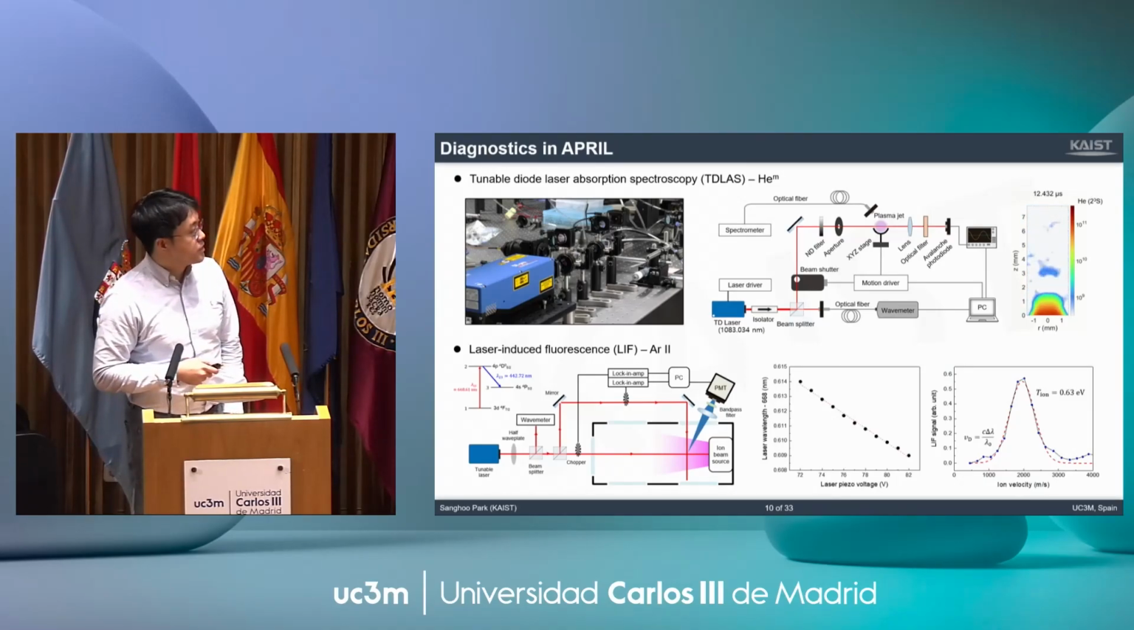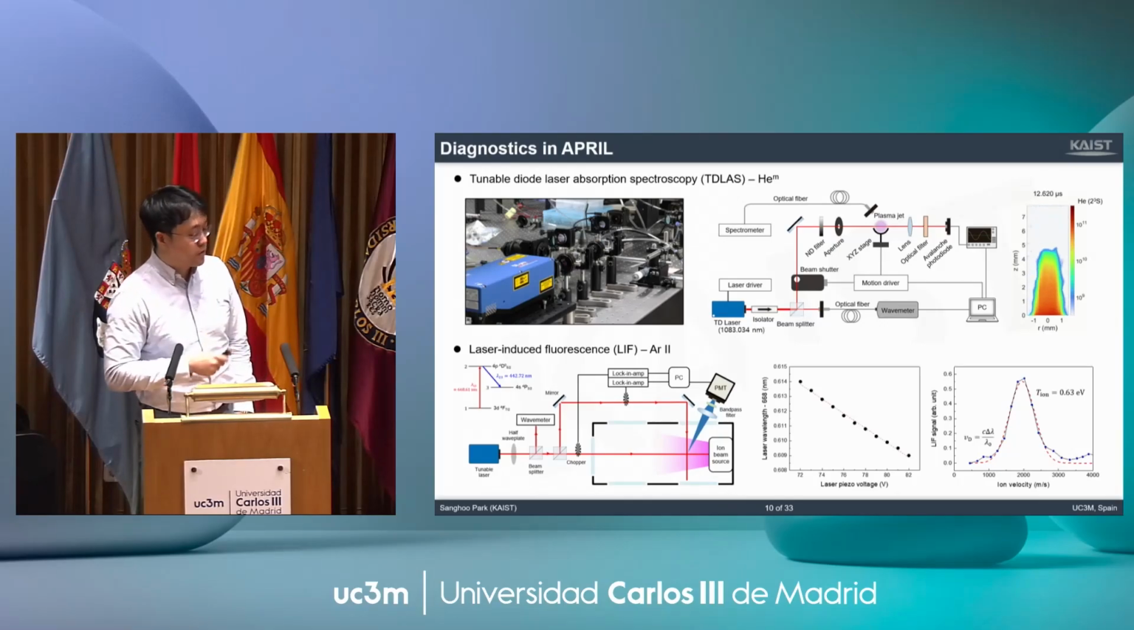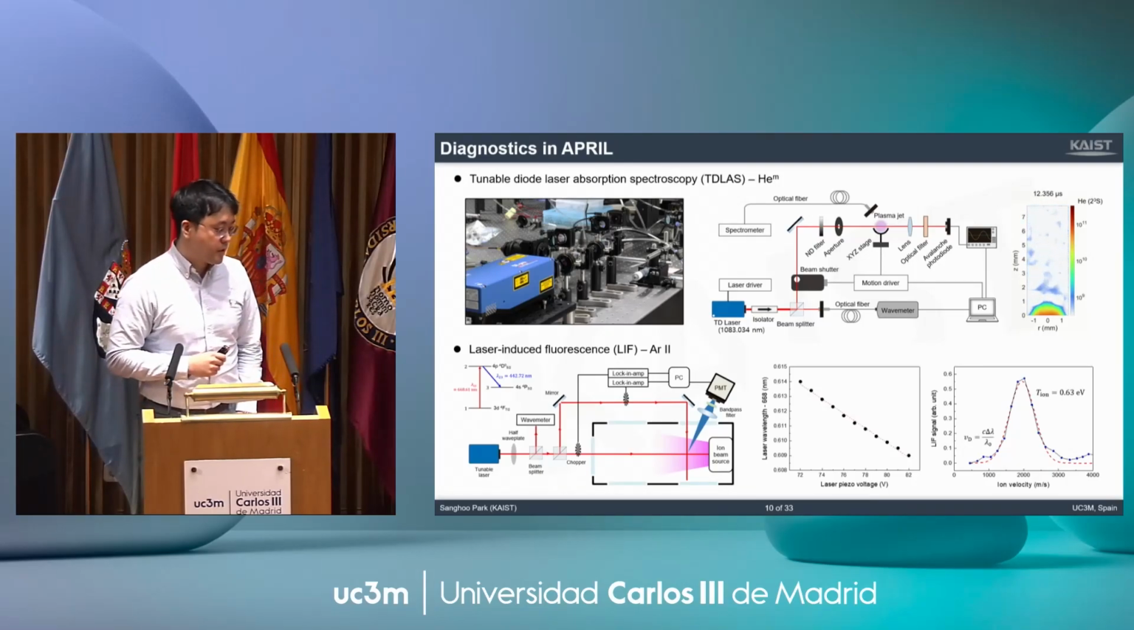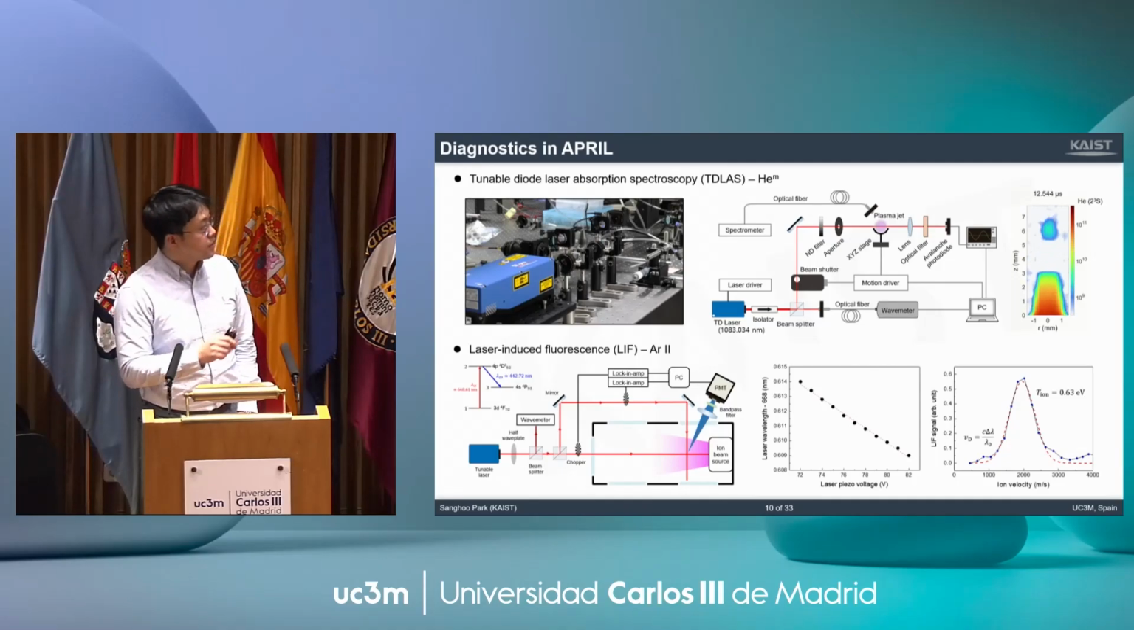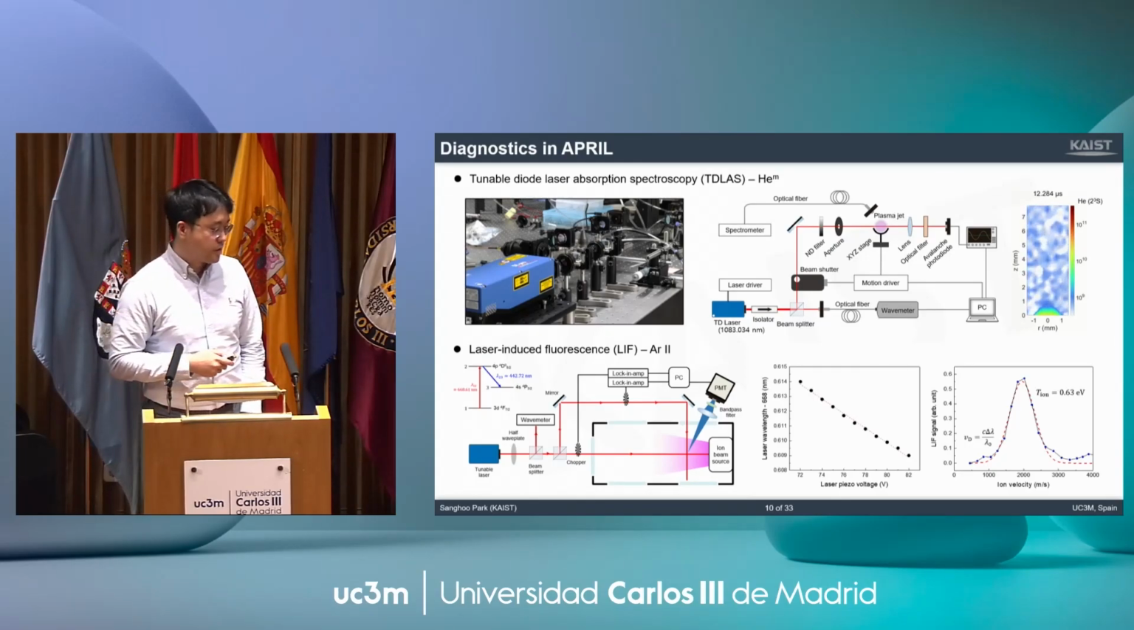When we control the piezo voltage of the laser, we can shift the laser wavelengths like this, and then we can scan. When scanning the laser wavelengths like this, we can measure such an ion energy distribution very precisely.